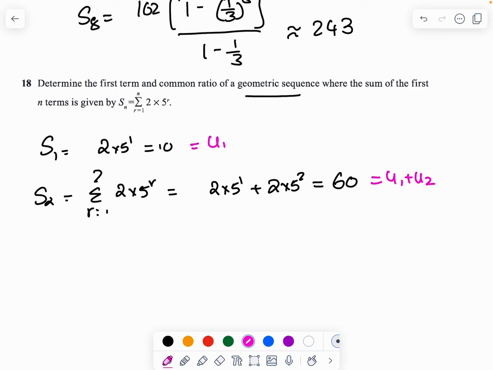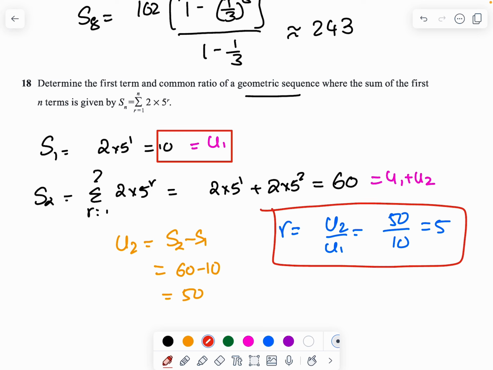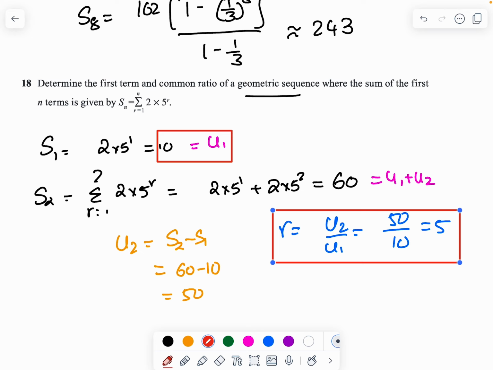Sum of the two terms. So if at all I want to find u2, which is s2 minus s1, which is 60 minus 10, which is 50. So now it is a geometric sequence, so the common ratio, which is u2 upon u1, which is 50 upon 10, which is 5. So we got the first term, also the common ratio. That's going to be the answer.